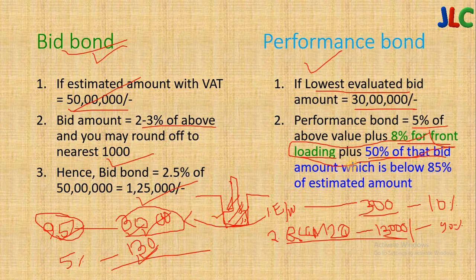In this case this is called front loading. It means the first task is given heavy weightage so that the contractor will get most of the amount in the first bill. So this is called front loading.